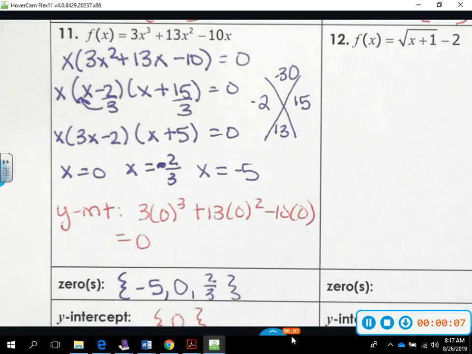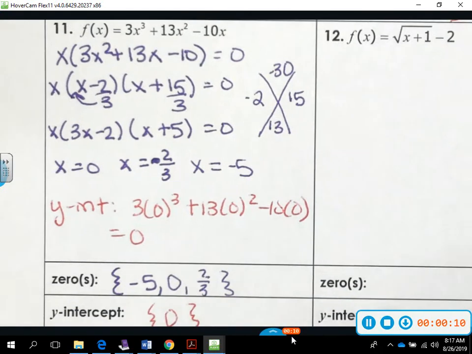Okay, so the answer to number 11, everyone's got it down? Let's do number 12.